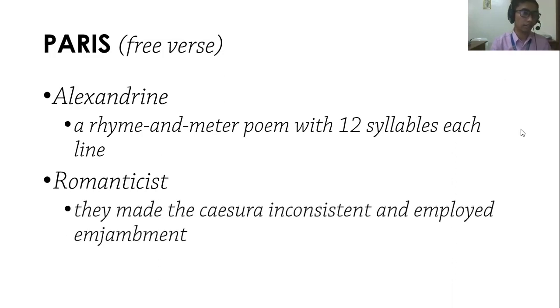And the Romanticists actually grew tired of the traditional form, so they wanted to free it. That's why they made the caesura inconsistent and employed enjambment. Okay, another term, enjambment.